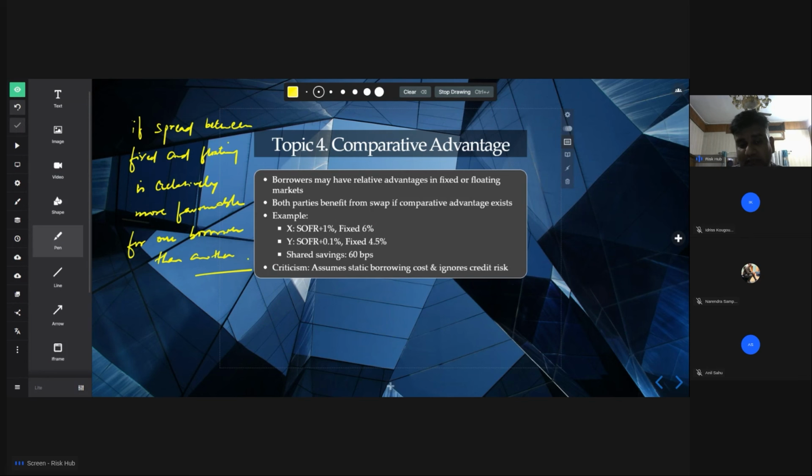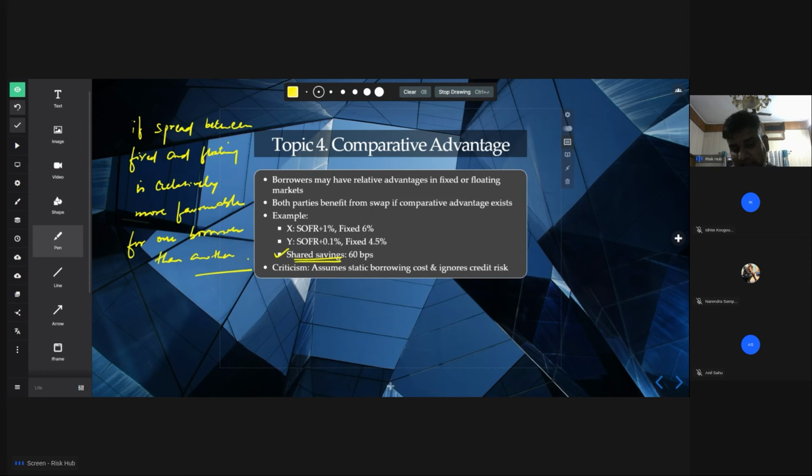Why do we need to study this, why does it matter? Because even if one party is cheaper overall, both can share the extra savings that a swap makes possible versus borrowing directly. So that is the logic here. Even if one party is cheaper overall, that extra benefit can be shared, and that's why the swap market becomes better than borrowing directly. Now, how can both firms win? That's why we have shared savings. Both firms are winning.